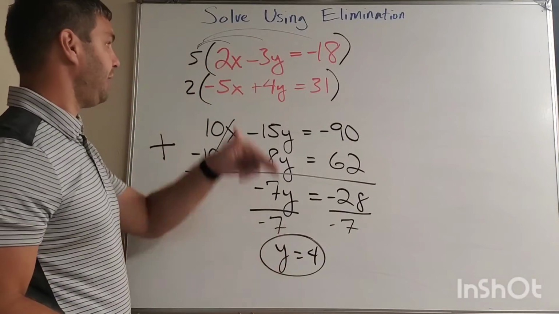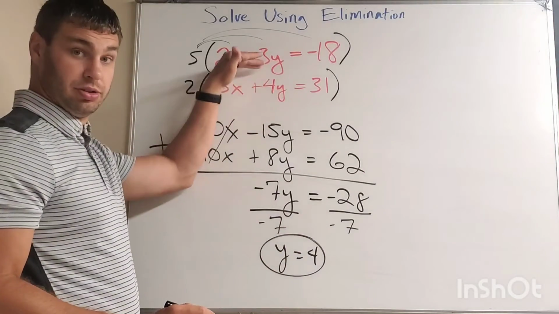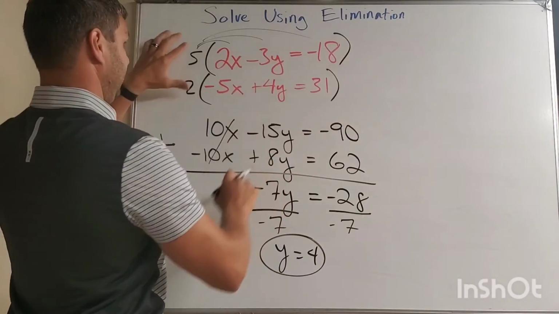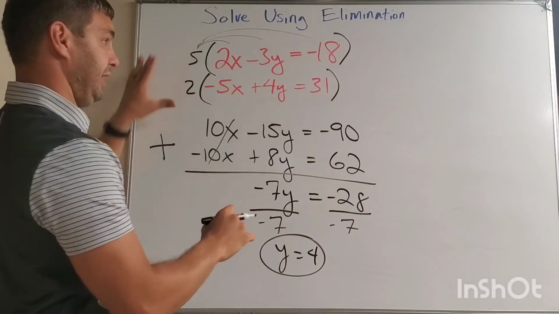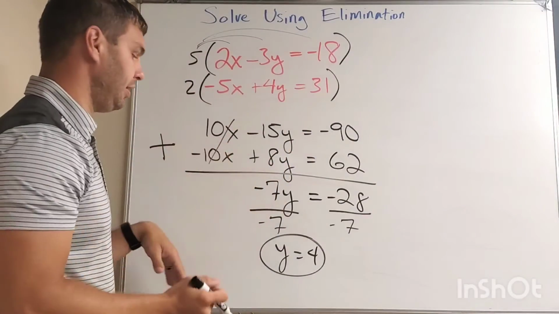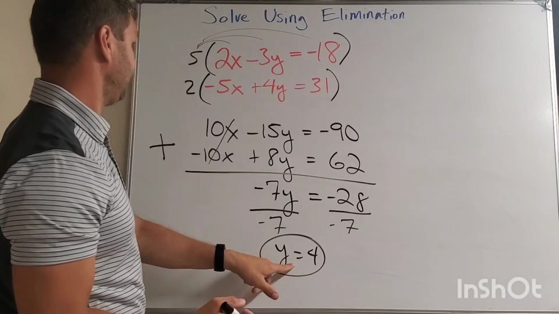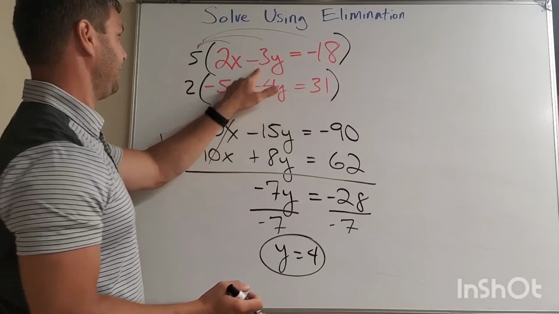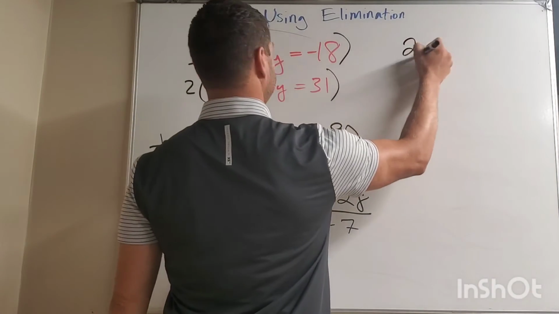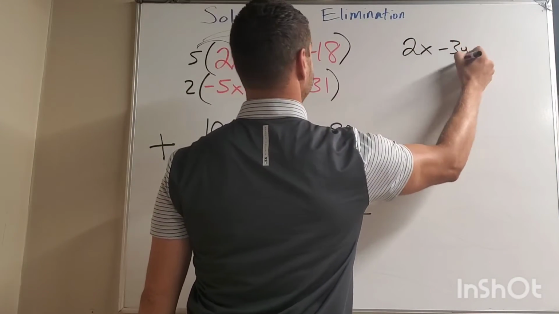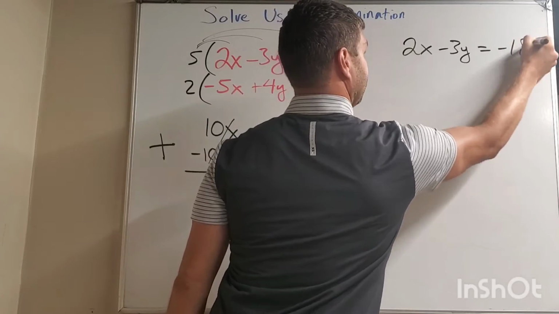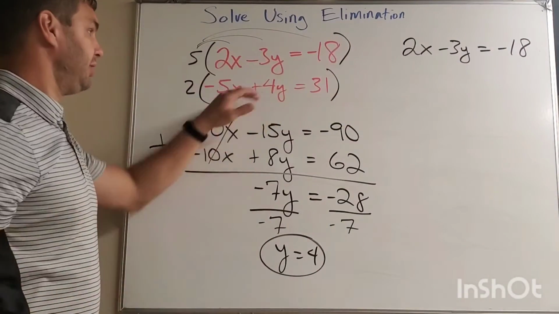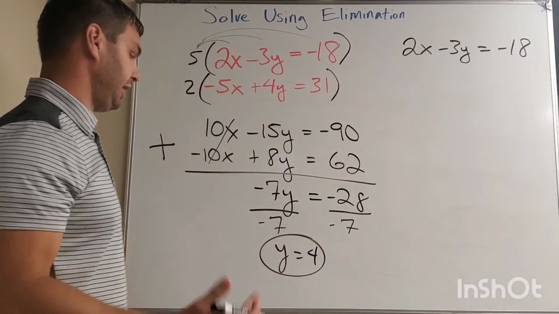Then I need to plug this back in. I'm going to plug it back into one of the two originals, not the ones I multiplied by something on the outside. I can just use the original red problem. And I'm going to do the easiest one. Since I'm solving for x now, I think I like the top one, smaller numbers there: 2x minus 3y equals negative 18. You would get the same answer if you plugged into this one, though. It doesn't matter, whatever one you like better.